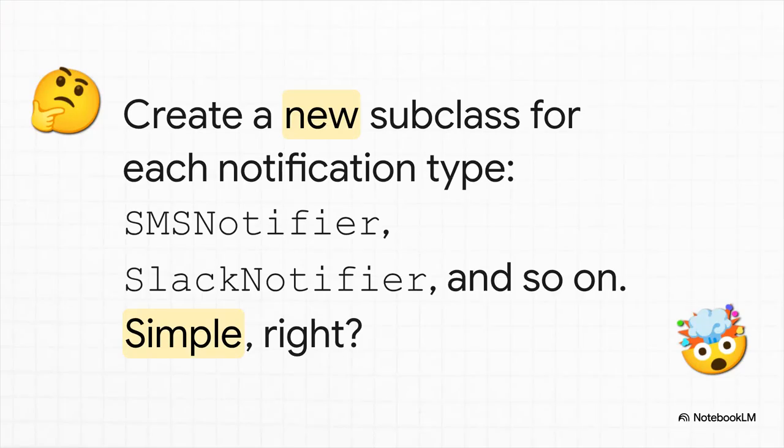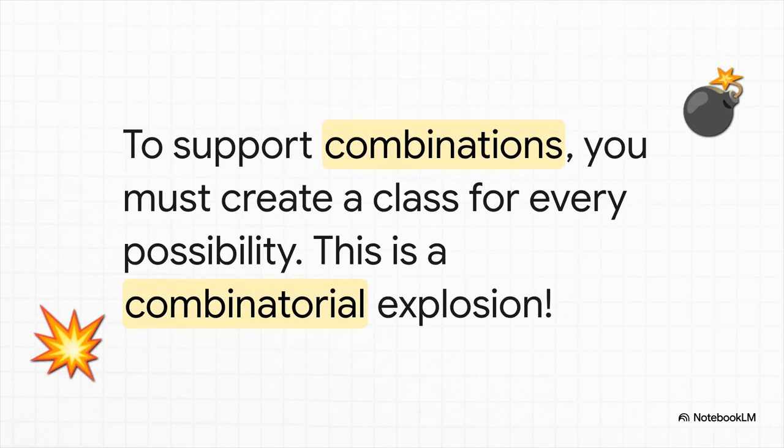Okay, so the most intuitive object-oriented solution seems to be creating subclasses. We can have an SMS notifier that inherits from our base notifier, a Slack notifier, a Facebook notifier, and so on. And you know what? For sending to just one channel, this actually works okay. But what about that request to send to multiple channels? This is where the whole thing just becomes a complete nightmare.